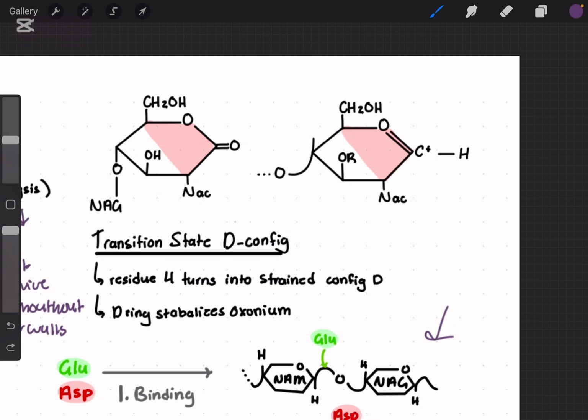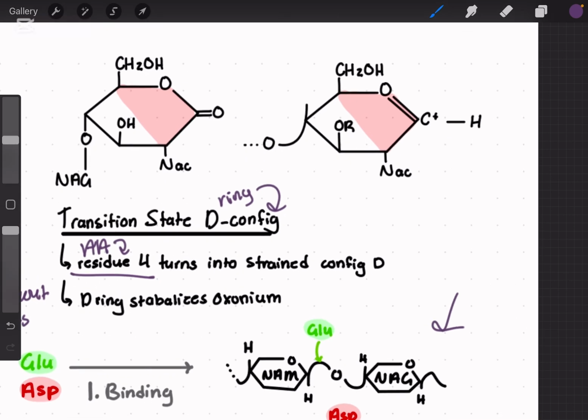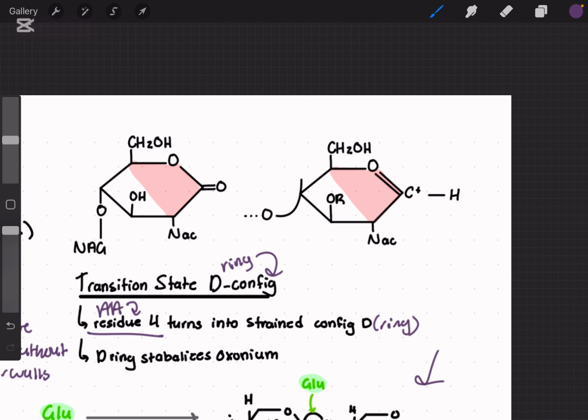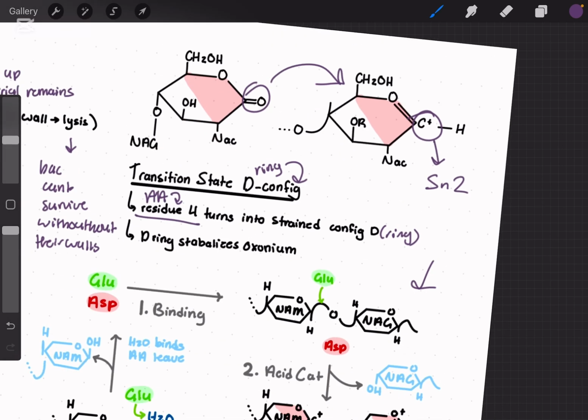Okay, so moving over to that transition state of this enzyme, it's going to form a D-ring configuration. So residue 4, so amino acid residue 4, turns into a sterically strained configuration, D-ring. And it's going to stabilize the transition state. So we're going to first go from this initial bond after cleaving to this carbocation. And this carbocation is important to the SN2 reaction that's going to occur later on.